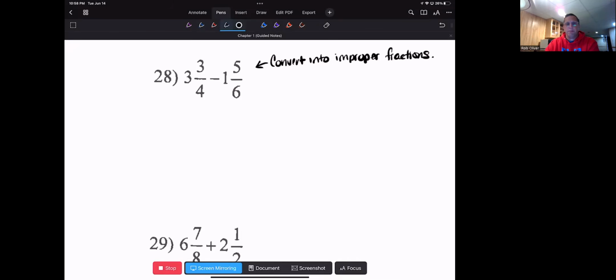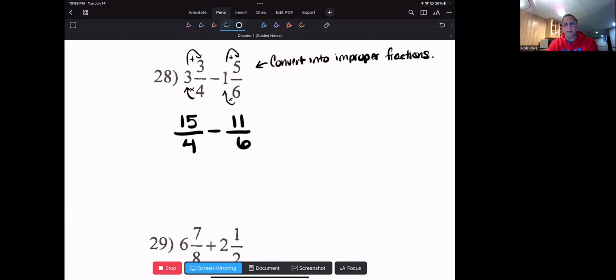Let's not find a common denominator. Let's just convert them into improper fractions. So that's what we're going to do. 4 times 3 is 12, and then 12 plus 3 is 15. So we got 15 fourths. And then for this one, we do 6 times 1, which is 6, plus 5 is 11.